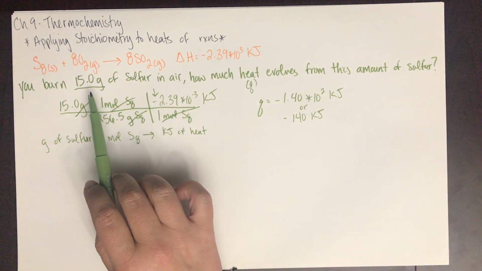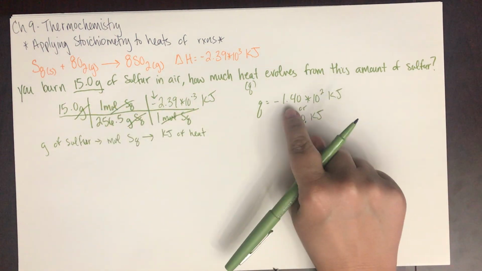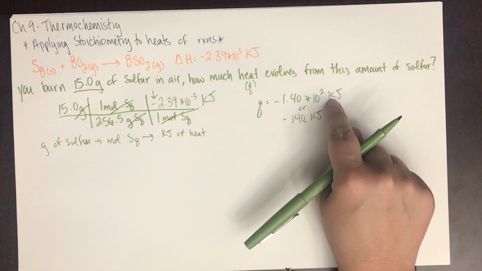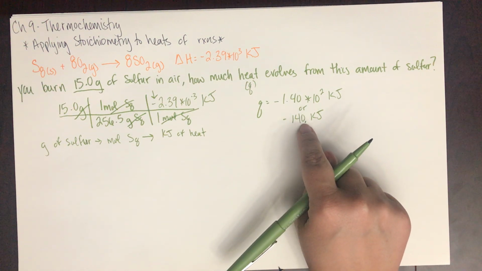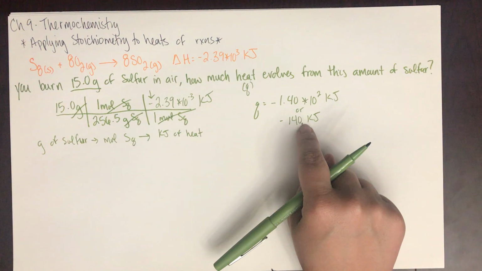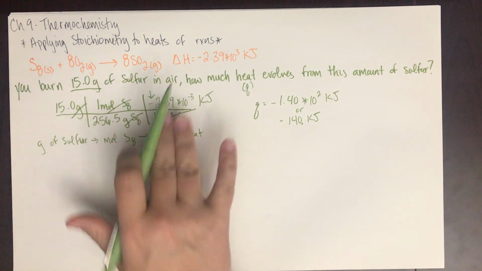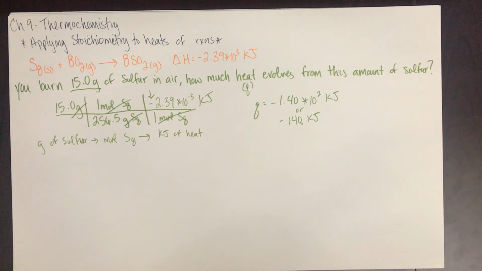Either way, your answer should have 3 significant figures. This number, negative 1.40, has 3 significant figures. If you're going to do it in standard notation and not in scientific notation, you need to put a decimal place after this 0 to make it significant. 140 without the decimal place just has 2 significant figures. So we're using stoichiometry, applying it to heats of reactions. So let's look at another one.